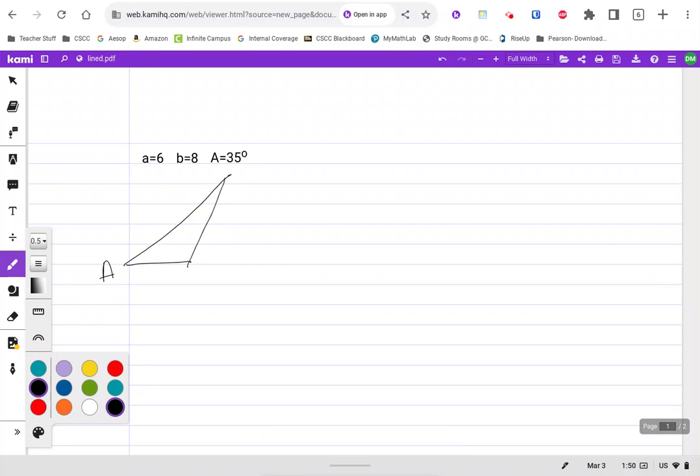This is A. So I've got 35 right here, and I've got the side length of 6 over here. And then we're going to call this B. B and C, but B is now over here, and that gives me my option for it. Now, what I can also do is swing this 6 side out to give me my second option. So I know I have angle-side-side no matter what.